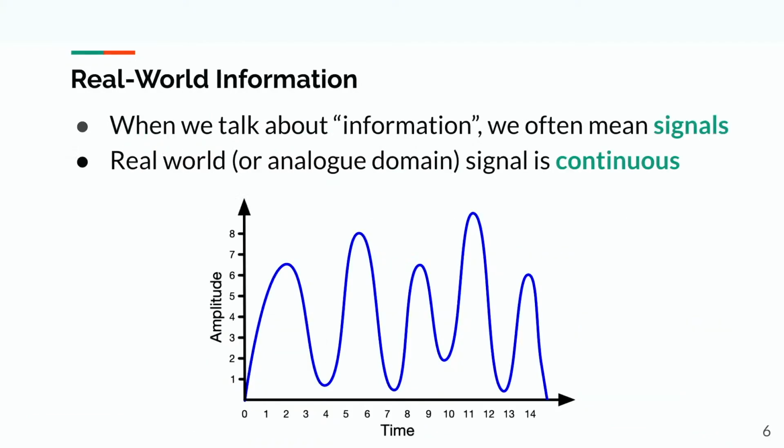When we talk about information, very often what we're talking about are signals. And when we talk about real-world signals, they have certain properties, but the most important one is that they're continuous, which means that for any time on this interval here, there will be a value. And for any value between the minimum and the maximum value, it can take any possible value between those two. It's completely continuous. There's no discrete steps.